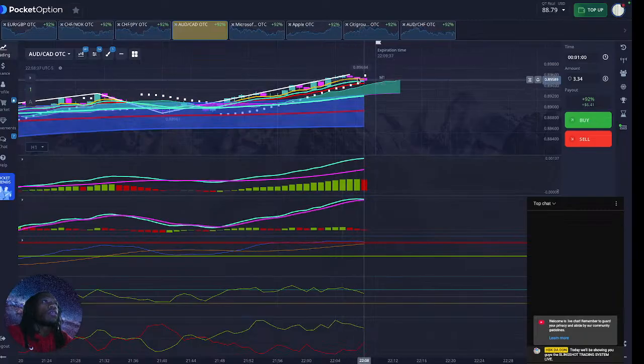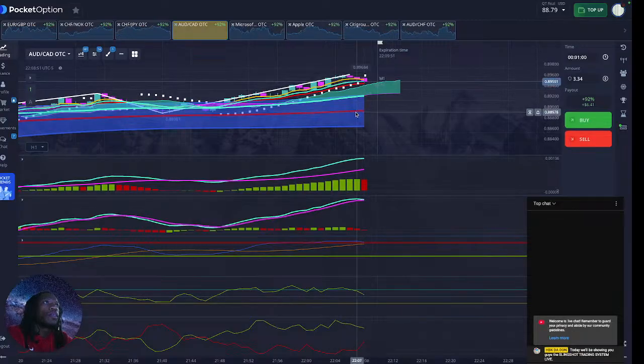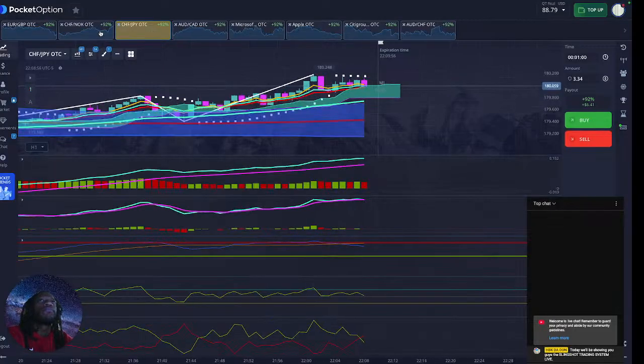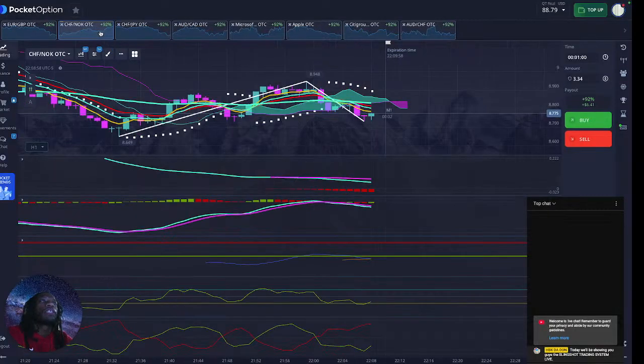So right here, we got a pullback off of structure, crossing down below from a W. Guys, I'm thinking we could buy off of this level right here, but that's not what we are practicing. So we're gonna just move on, guys. No need to force a trade, especially when we're looking to win, guys.